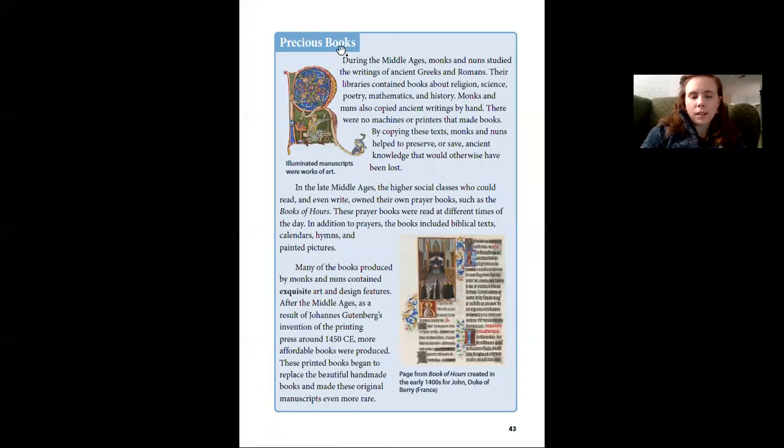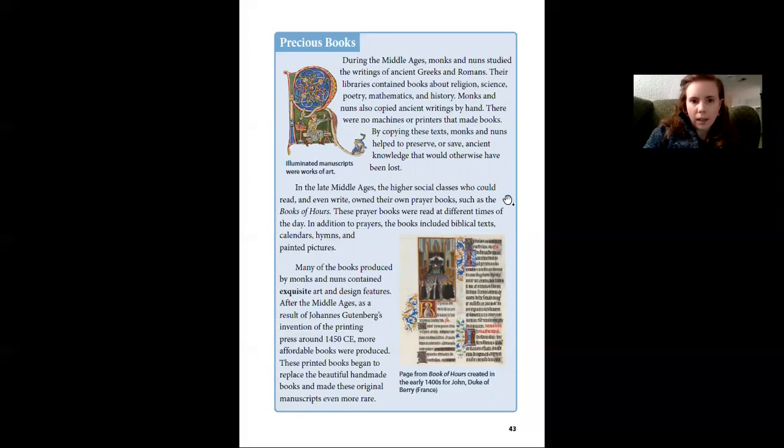This is our subheading, it says precious books. During the Middle Ages, monks and nuns studied the writing of ancient Greeks and Romans. Their libraries contained books about religion, science, poetry, mathematics, and history. Monks and nuns also copied ancient writings by hand. There were no machines or printers that made books. Can you imagine? Every single word in their book had to be written by hand. There was no copier to make those. By copying these texts, monks and nuns helped to preserve or save ancient knowledge that would otherwise have been lost.